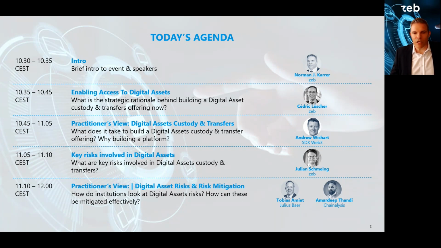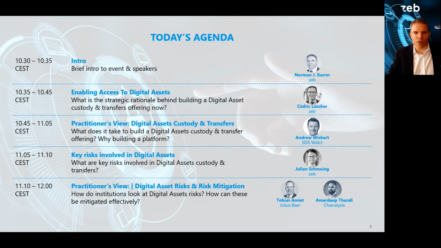After that, we go into the main part of our online business event with a virtual podium discussion to also get the practitioner's view on digital asset risks and risk mitigation. Specifically, we want to focus on how institutions look at digital asset risks and how these can be mitigated effectively. For that, we have Tobias Amiet from Julius Baer and Amardeep Tandi from Chainalysis as guests on the virtual panel. Let me briefly introduce the panelists.